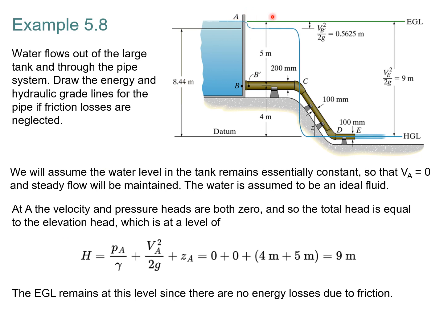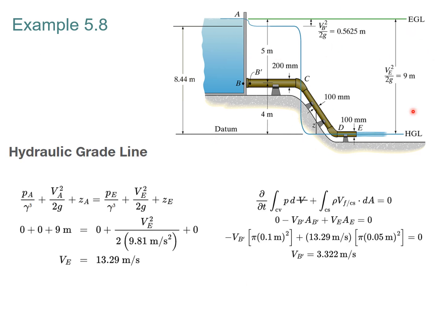So we start up here with the EGL. It's the green value. It's 9 meters. Now the EGL also remains at this level since there are no energy losses due to friction in the pipe. So the green line can extend all the way across from A all the way to E. Now let's work on the hydraulic grade line. We found what the energy grade line is.